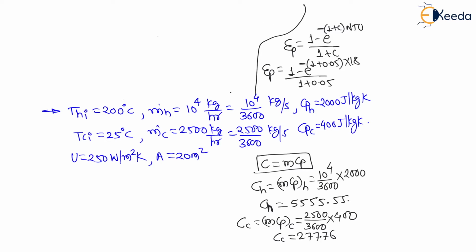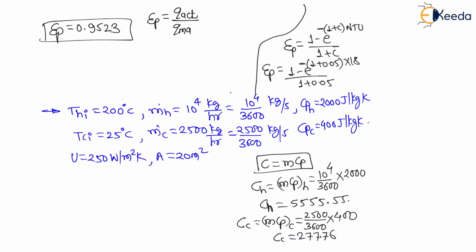So my dear students, you will find the effectiveness of the parallel flow heat exchanger to be 0.9523. Now, this effectiveness of any heat exchanger is nothing but the actual heat transfer through the heat exchanger divided by the maximum possible heat transfer through the heat exchanger. This is called the effectiveness of any heat exchanger.